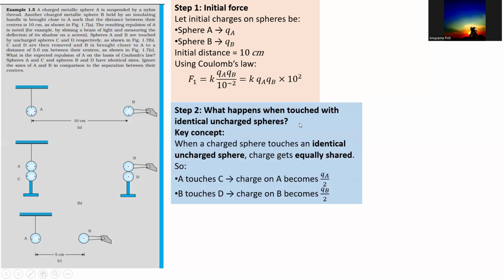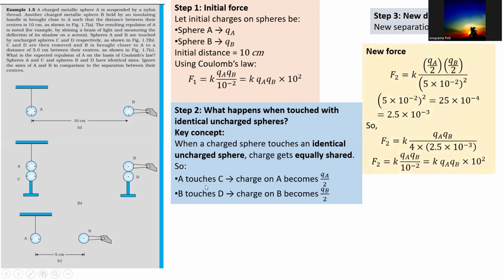Now, what happens when touched with identical uncharged spheres? This is a very important point to be noted. When a charged sphere comes in contact with another identical uncharged sphere, the charges are equally shared. Therefore, the charge on A becomes QA by 2, and the charge on B becomes QB by 2. The new separation is 5 centimeter. Now, we have to find the new repulsion.